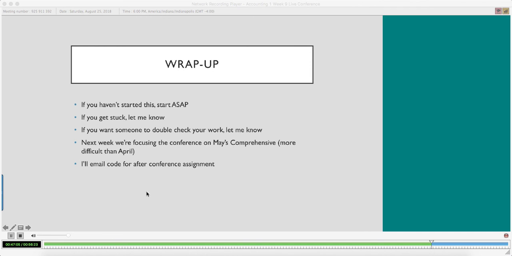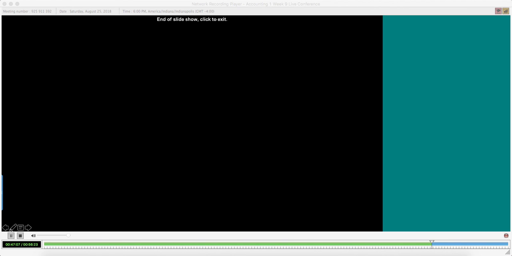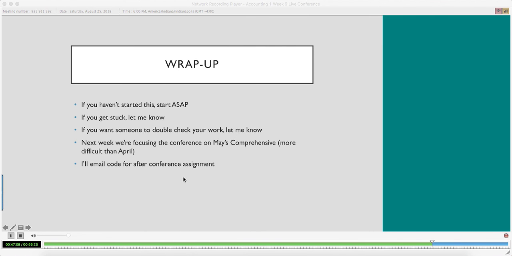For next week's conference, we are completely focusing on May's comprehensive, just because it is more complicated. Next week's conference should take the whole hour, if not a little more. So make sure that you plan enough time for the conference. I will email you the conference code so that you can take the after conference assignment.